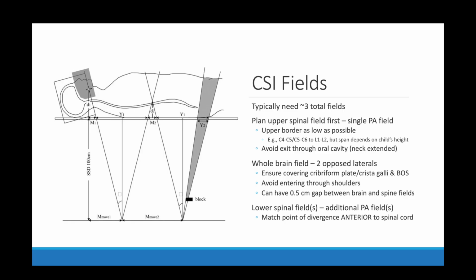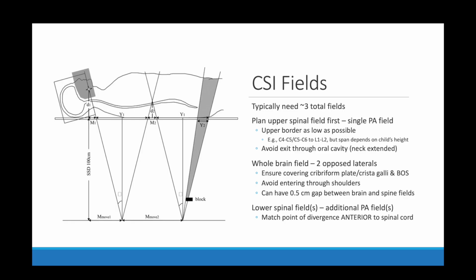And what we want to try to do is keep the upper border of the spine as low as possible. So ideally around C4, C5 or C5, C6, and depending on the child's height, it'll probably go down to about L1, L2. When we design this field, again, upper border as low as possible, and we want to avoid exit of that divergent beam through the oral cavity. Hence, we simulate the patient with the neck extended.